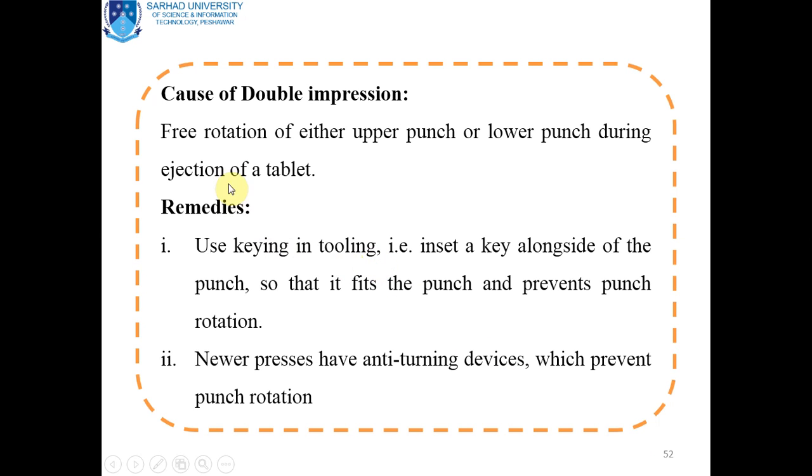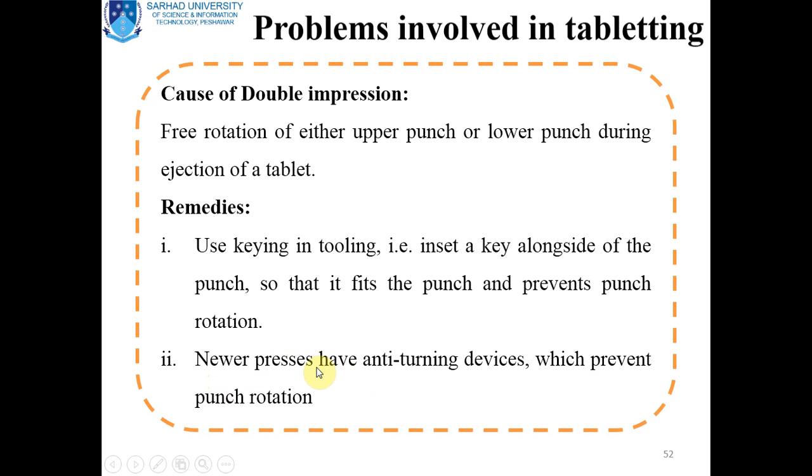The cause of the double impression is free rotation of either the upper punch or lower punch during ejection of the tablet. Remedies include using keying in tooling, that is, inserting a key alongside the punch so that it fits the punch and prevents punch rotation. The second remedy is that newer presses have anti-turning devices which prevent punch rotation.